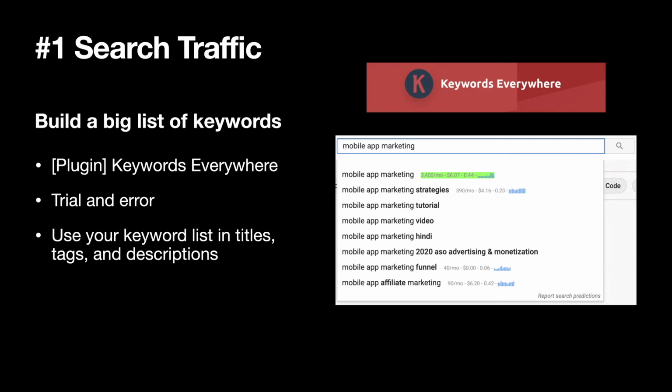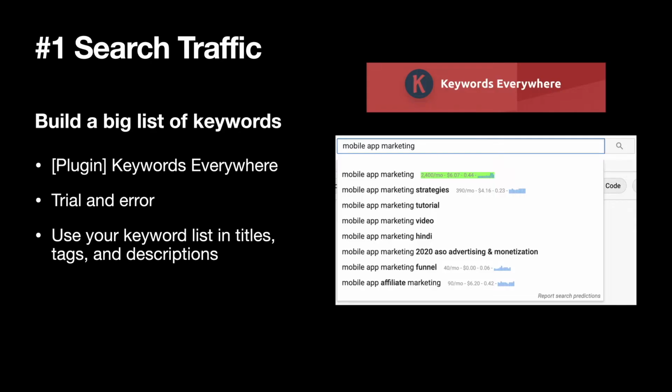You pretty much brainstorm a bunch of things that you think people might be searching for your app, and then you start typing them into the different search engines: App Store, Google Play Store, Google, and YouTube. And on Google and YouTube, if Keywords Everywhere tells you there's a sufficient volume for that keyword, then you can go ahead and add that to your big list of keywords that you want to target.